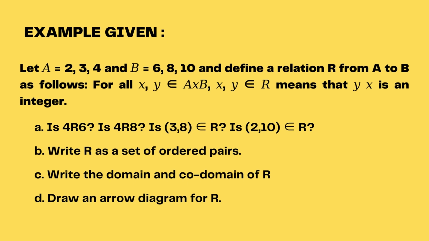Example: let set A equal {2, 3, 4} and let set B equal {6, 8, 10}, and define a relation R from A to B as follows. For all (x, y) an element of the product of sets A and B, (x, y) is an element of relation R means that y divided by x is an integer.